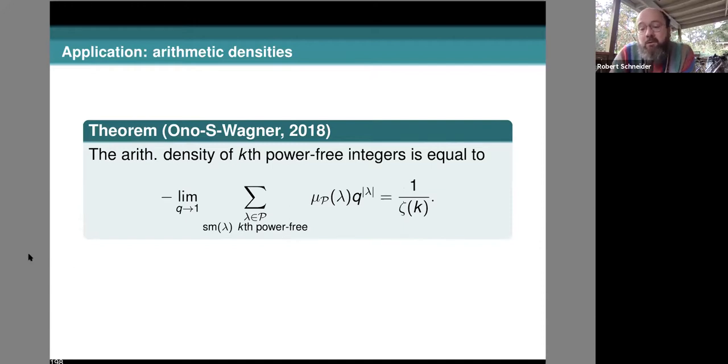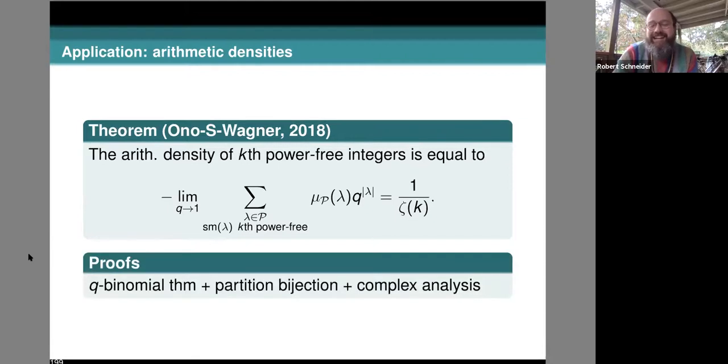Now, of course, we don't know what 1 over zeta of k is if k is odd, but we can still compute it this way, and we can do it really, really slowly. But in any event, the proof isn't too hard. But I will say that it was impossibly hard before we knew it.